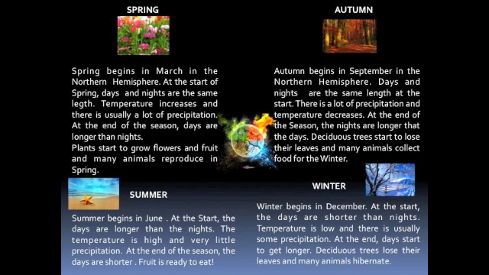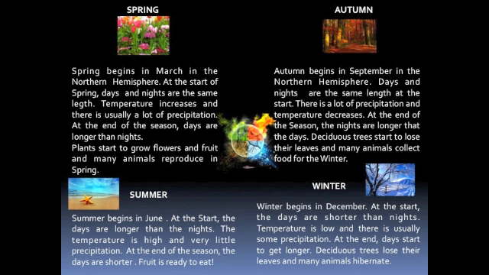Summer begins in June. At the start, the days are longer than the nights. The temperature is high and there is very little precipitation. At the end of the season, the days are shorter. Fruit is ready to eat.